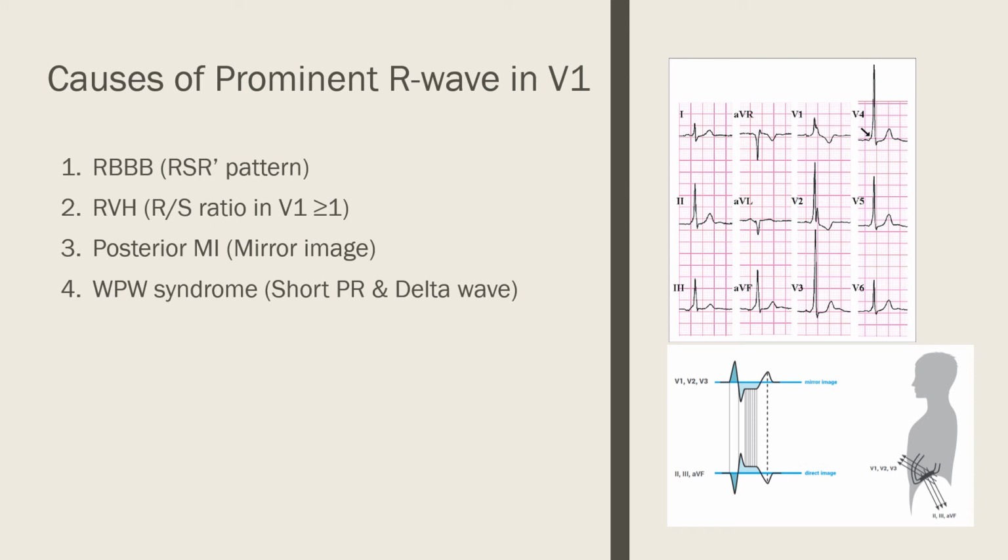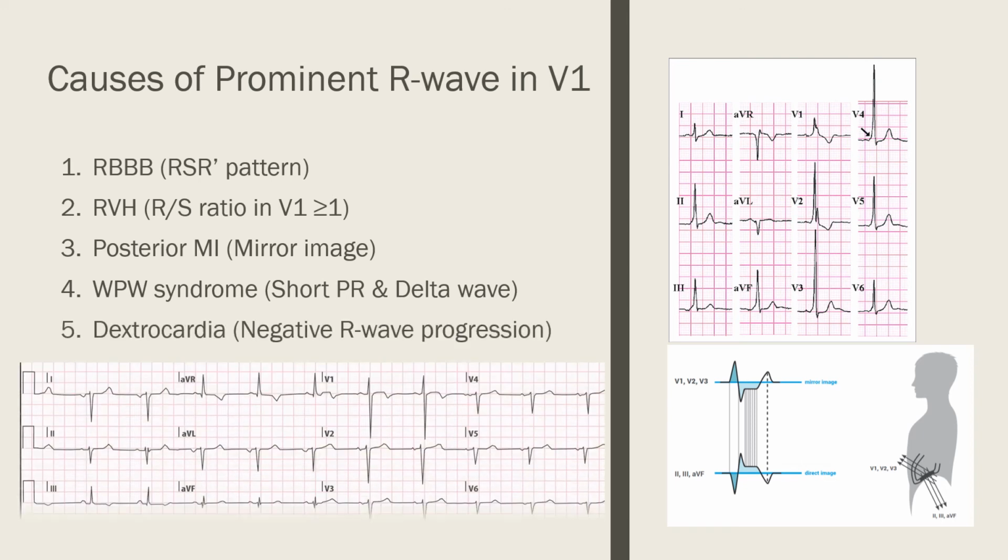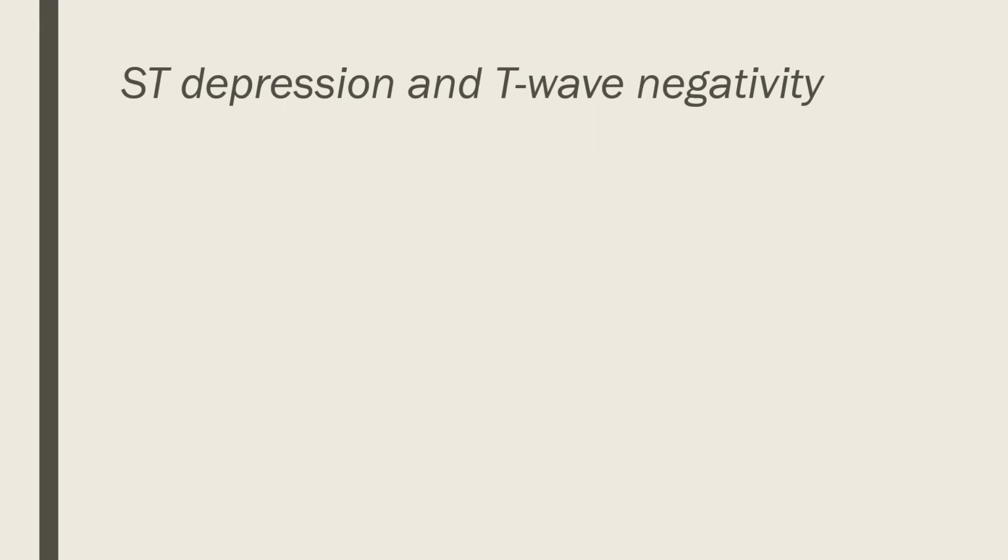WPW syndrome, short PR with delta wave, as shown in the ECG figure. Fifth, dextrocardia with negative R wave progression in the precordial leads. We will come to the changes in the ST segment and T wave. First, we will take the ST depression and T wave negativity.